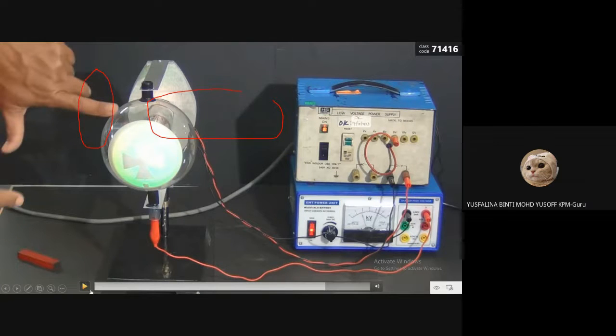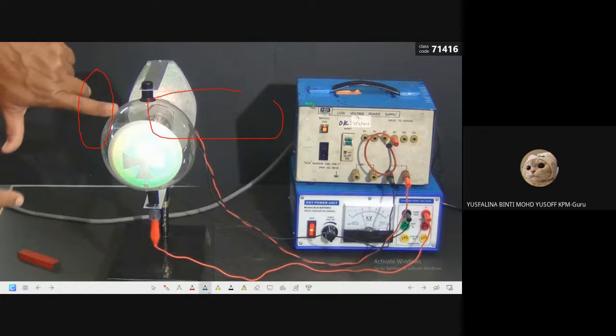Alright. So how do we use the Fleming left hand rule? Here is the force, and this is the magnetic field, north and south. If the thumb is going downward, the force is downward. If the thumb is going upward, the force is going up. But in this one, the force is going down.